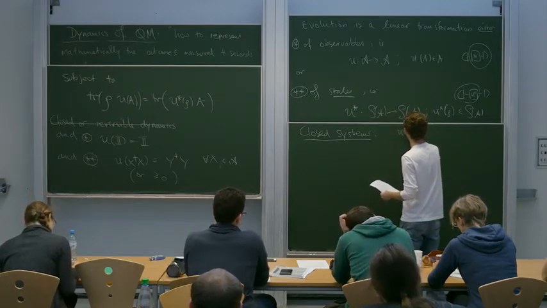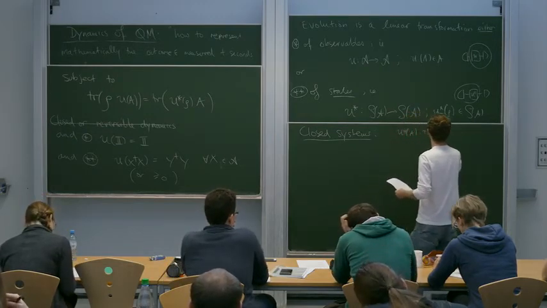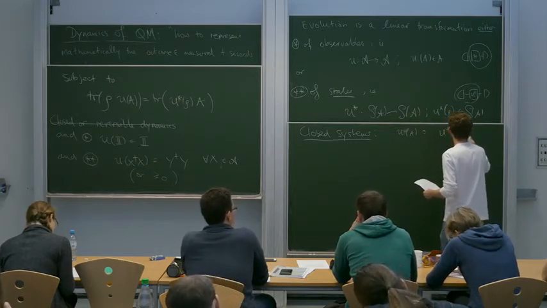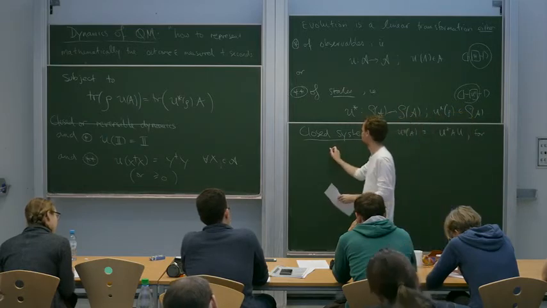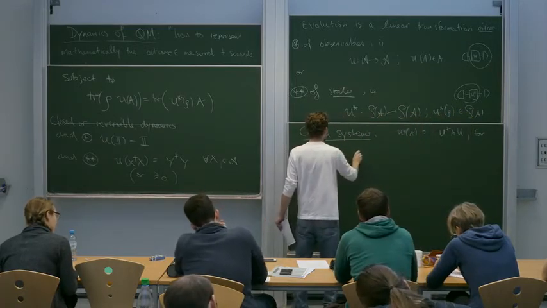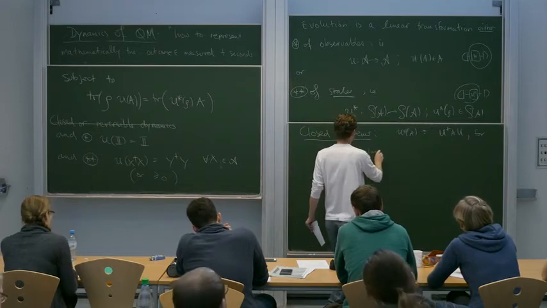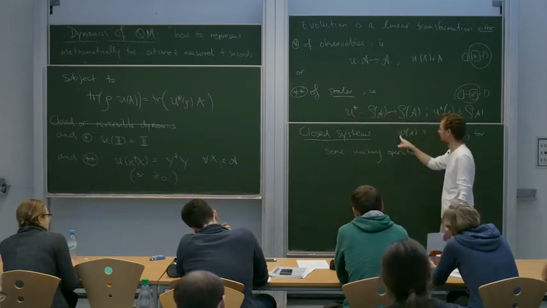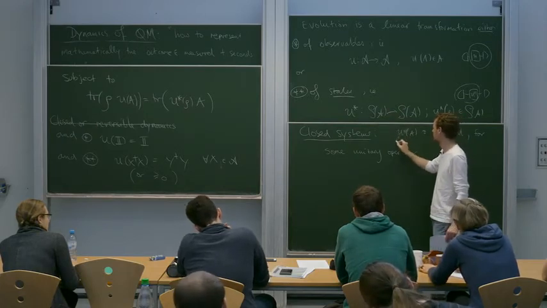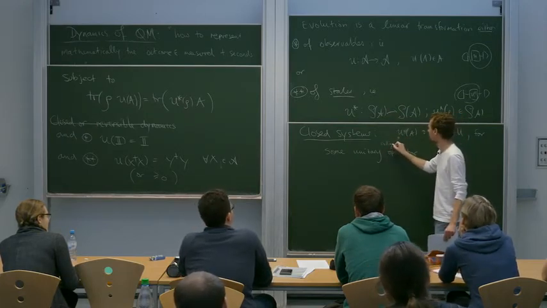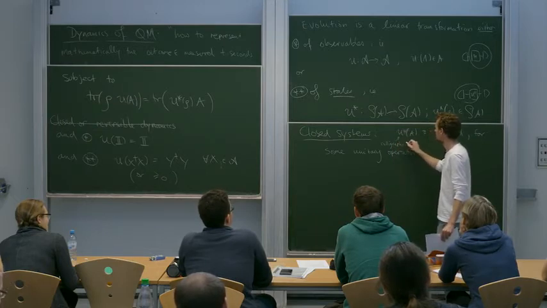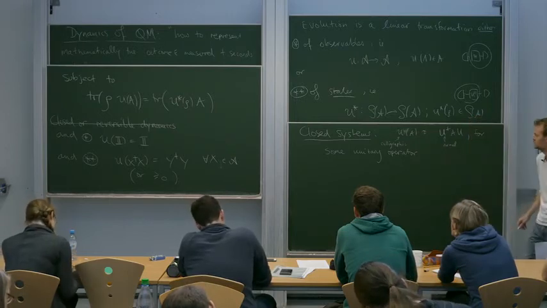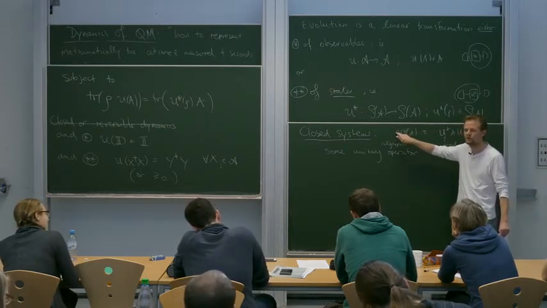I'll do it in the Heisenberg picture. Calligraphic U of A is U dagger A U. So this is my calligraphic U, and this is my normal U. Okay, the way you can tell the difference is there's this little curly bit there.